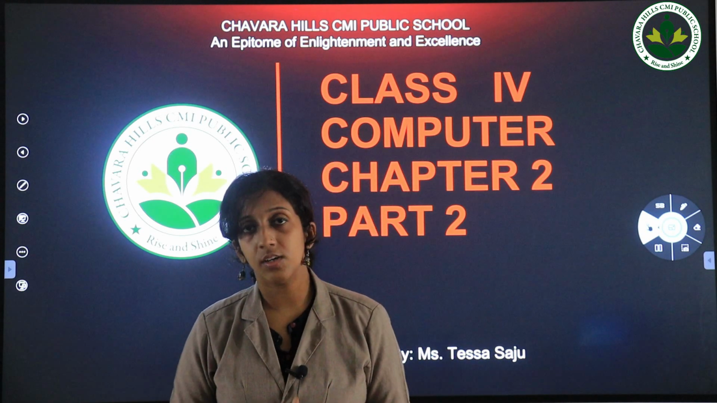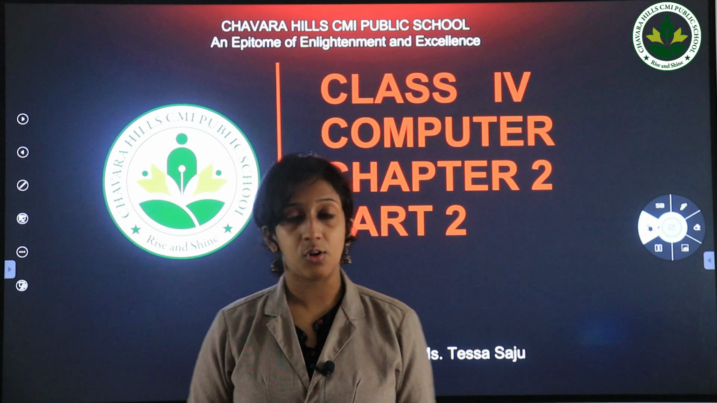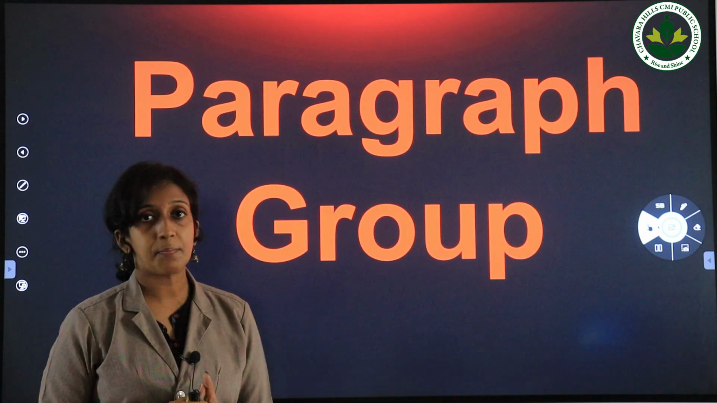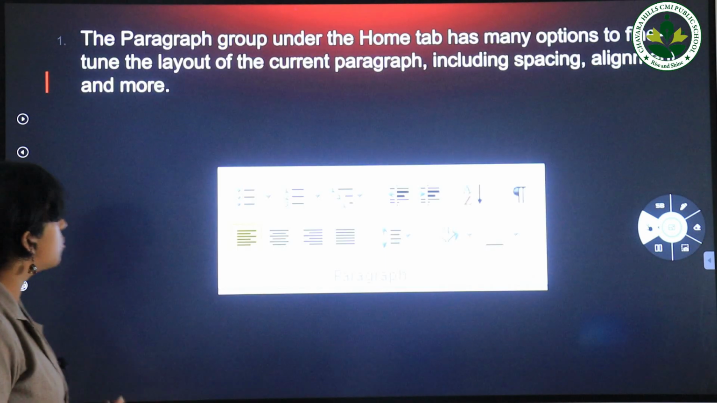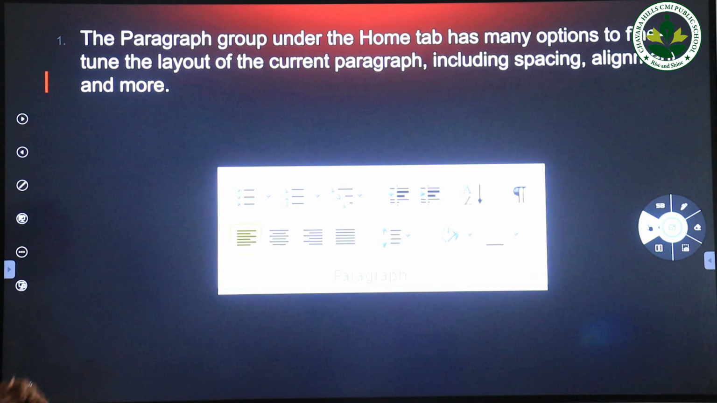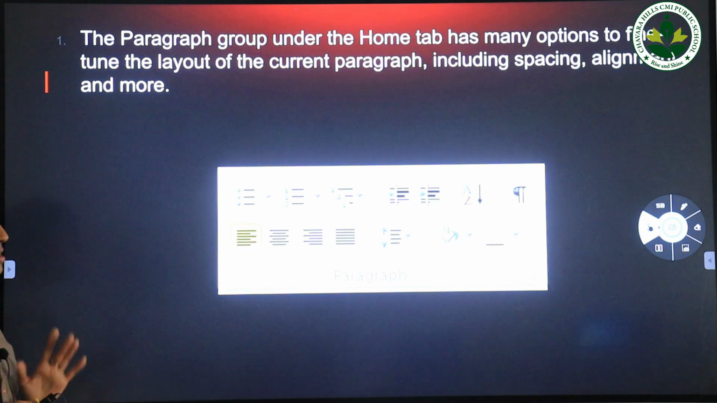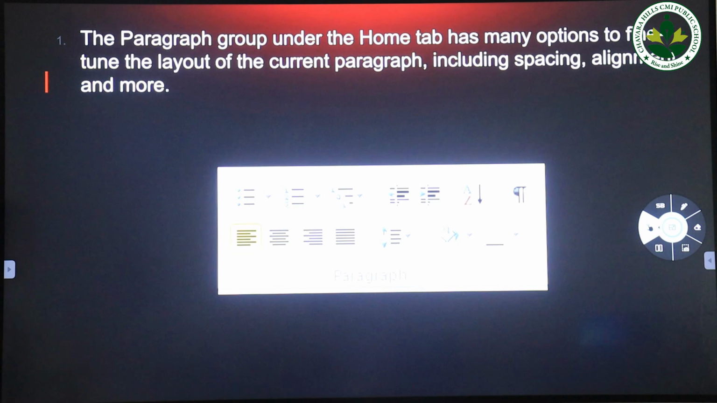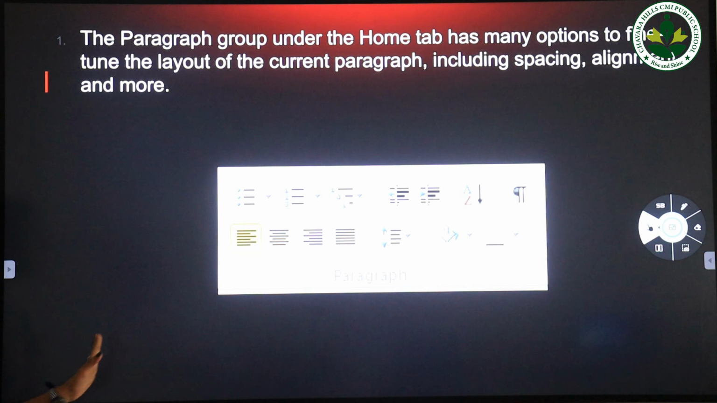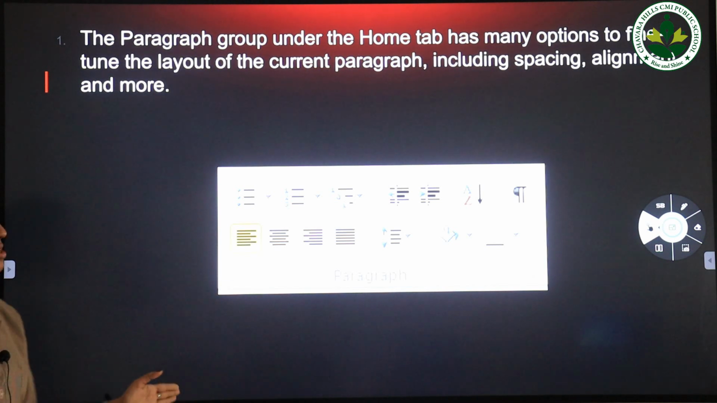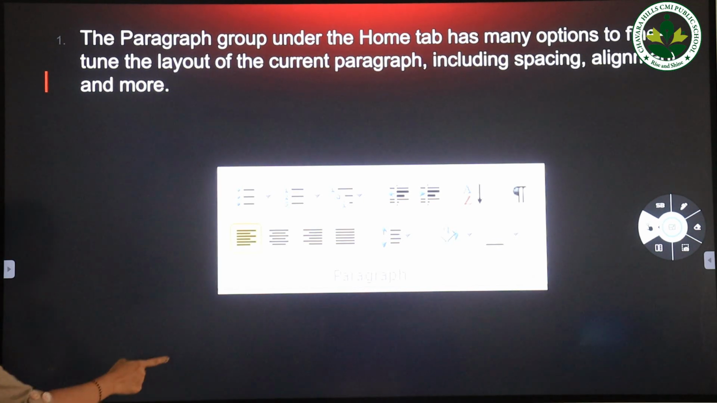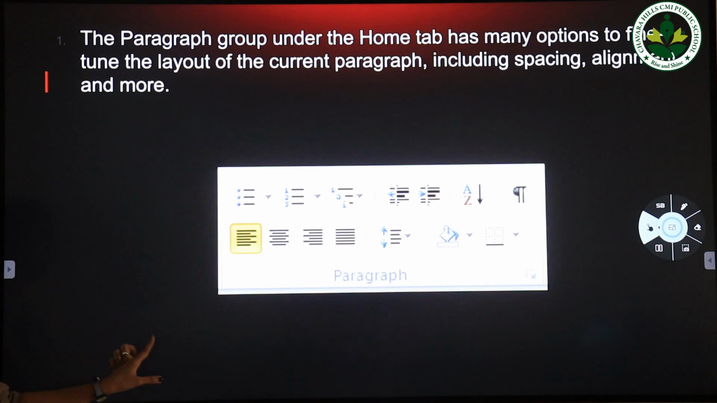So today we are going to have a look at the next group, that is the paragraph group. The paragraph group comes under the Home tab, and it has many options to fine tune the layout of the current paragraph, including spacing, alignment and more. In the paragraph group you can see there are many options, and these options include spacing, alignment and many more. So let us have a look at them one by one.